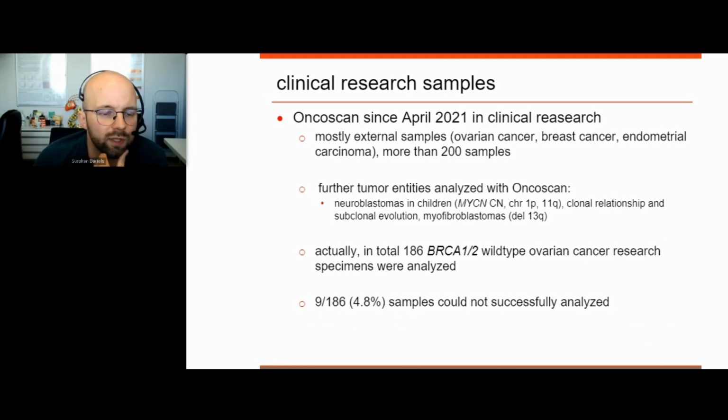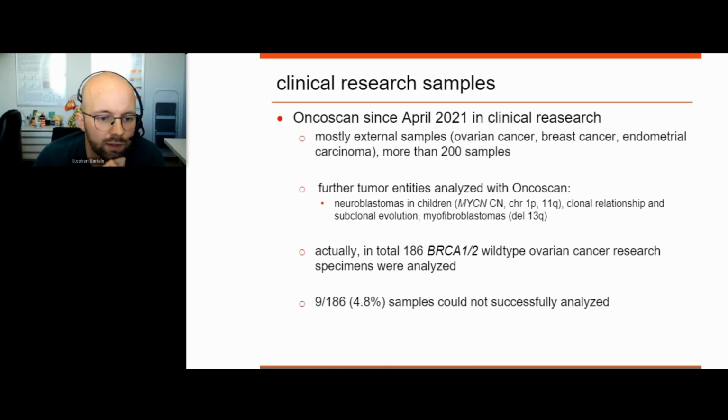For our clinical research samples, we established OncoScan in April 2021. Most of the samples we analyzed so far are ovarian cancer samples. Then we also get breast cancer samples for HRD analysis and endometrial carcinoma samples. So far, we analyzed more than 200 samples. In addition, we also analyzed different tumor entities with the OncoScan platform: neuroblastomas in children for MYC copy number and chromosome 1 and 11 alterations, and some samples, I will show you an example later, where we look at the clonal relationship and subclonal evolution in tumor samples, and myofibroblastomas also.